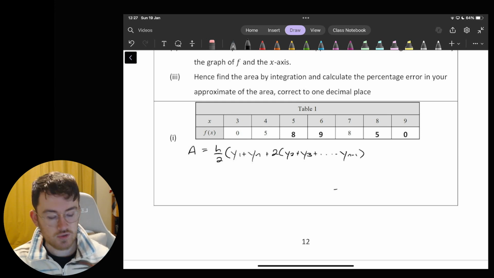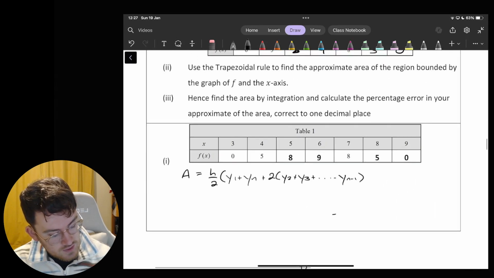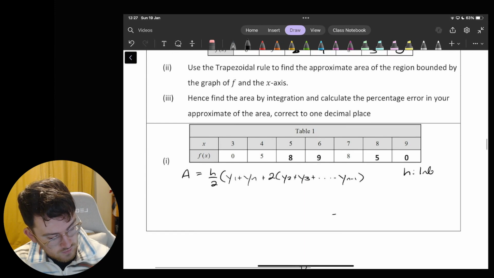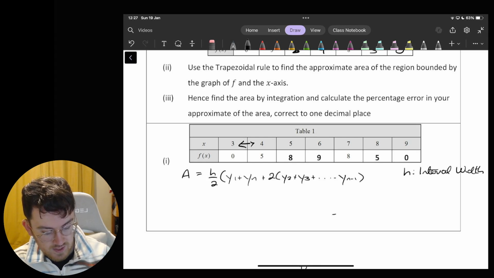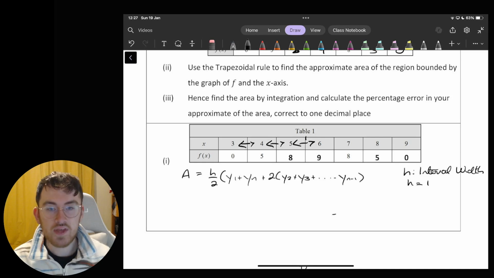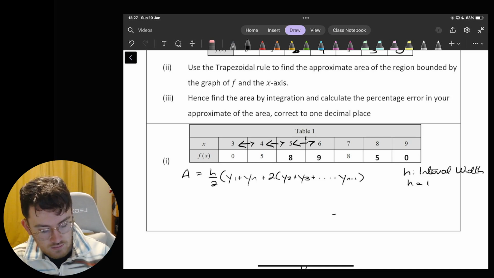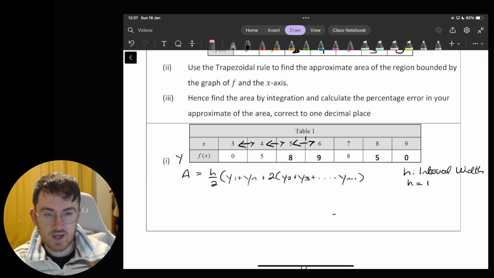So the idea with the trapezoidal rule is that I look at intervals, so h is the interval width, and they need to be regular width. So here, that's going to really correspond with these distances between the x values here, which are all just a distance of 1. So h is just going to be 1. The y values then are the f of x values, I suppose. Okay, so we know that connection between y and f of x.